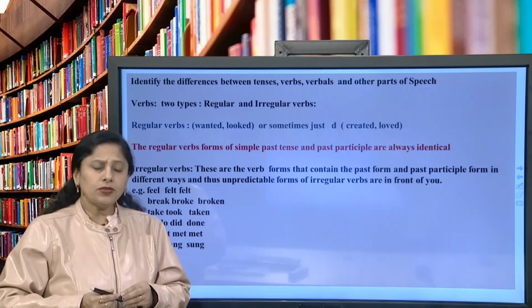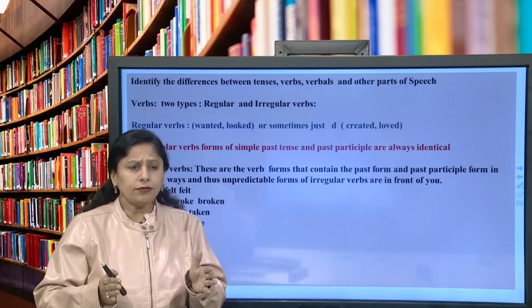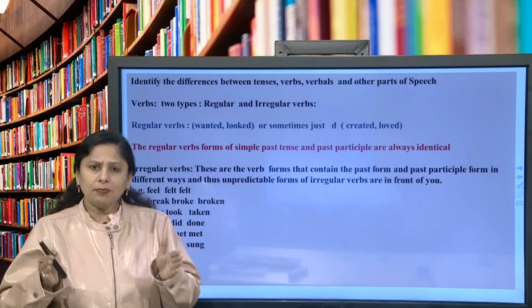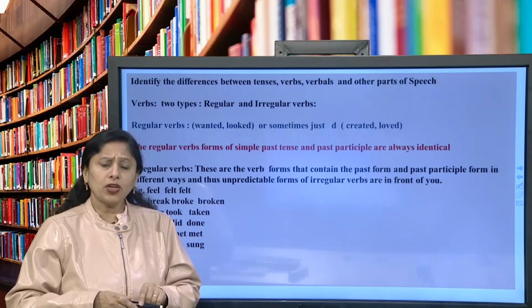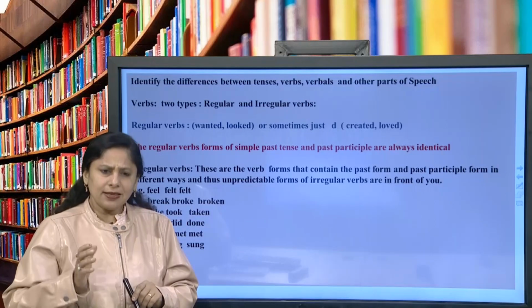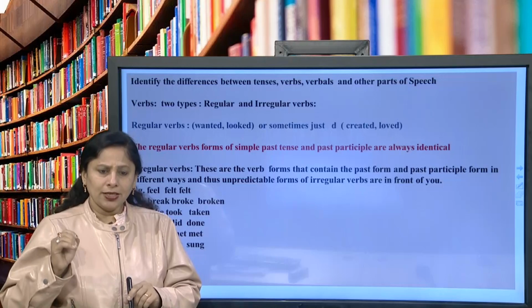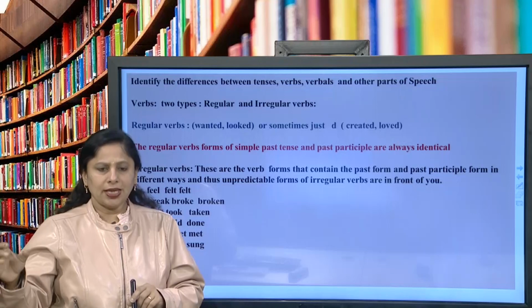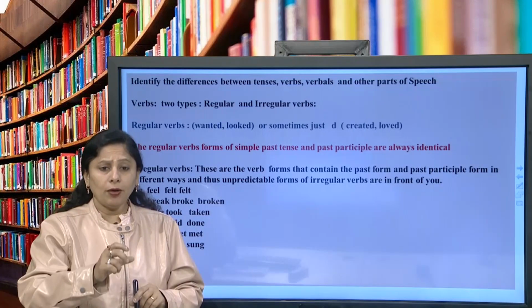The regular verbs are those verbs that have the same kind of simple past form as well as similar kind of simple past participle form. The regular verb forms of simple past tense and past participle are always identical, similar in the sense. They are quite easy to be remembered. As for example, there is a word remember, remembered, remembered. That is the third form, the past participle form of the verb remember.